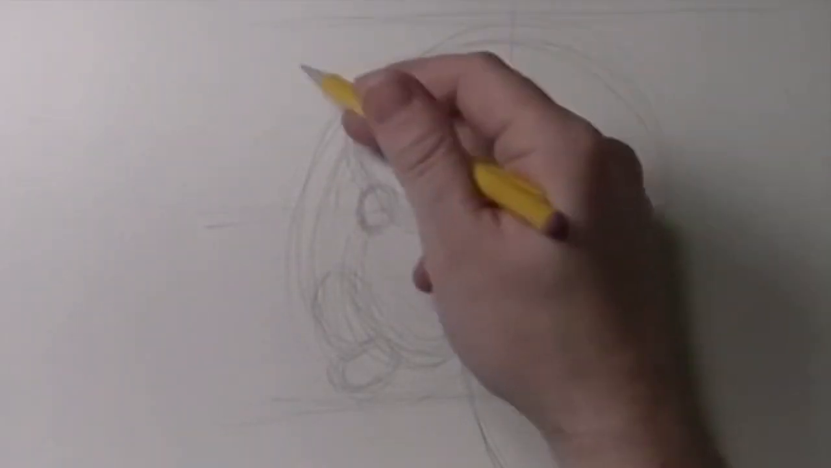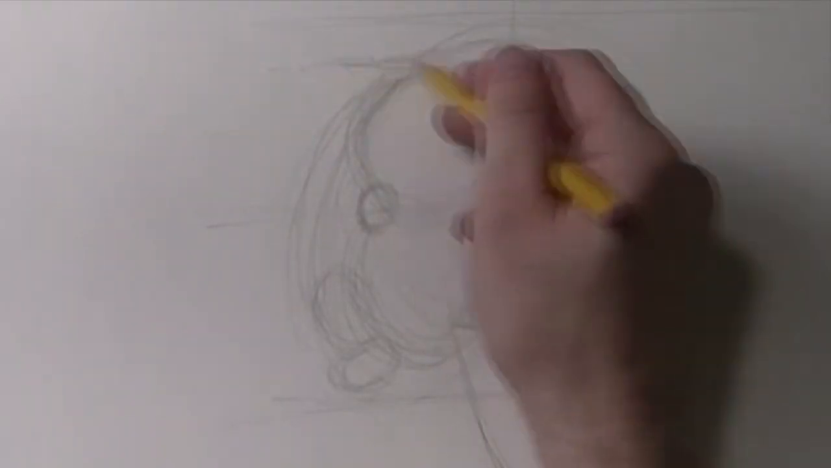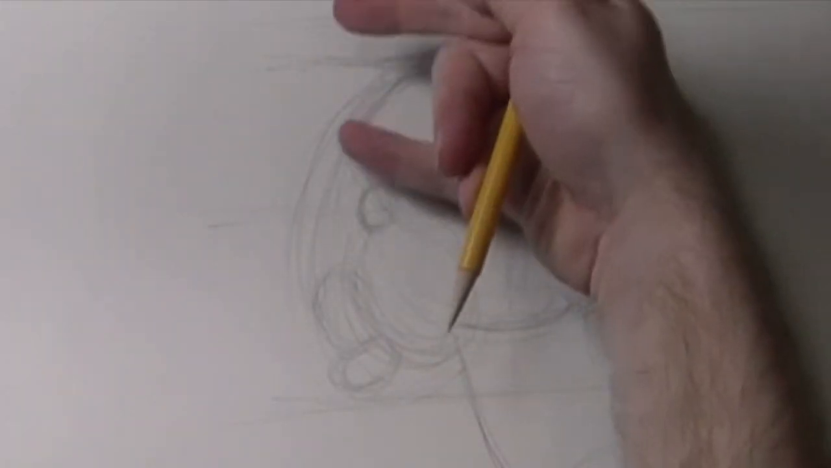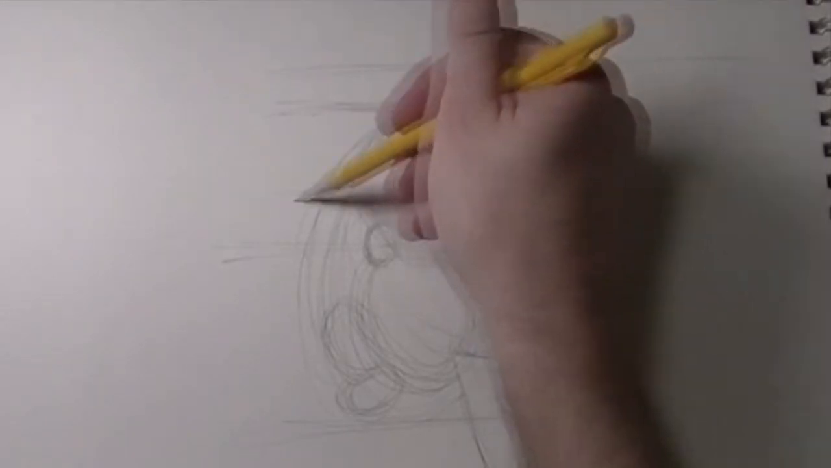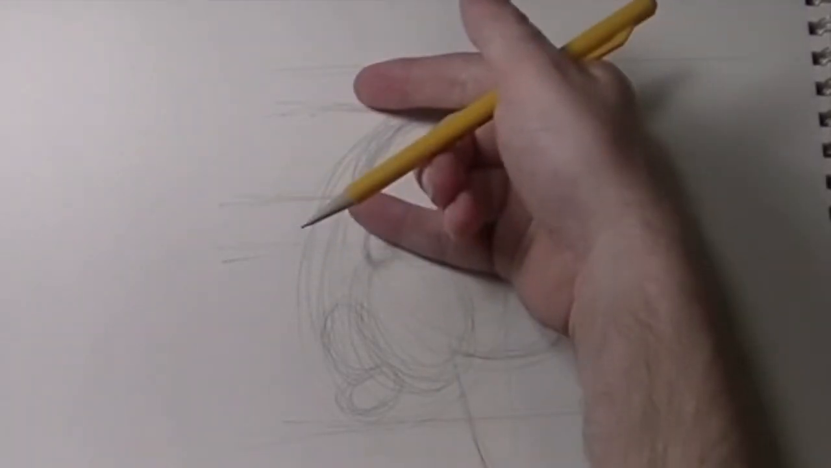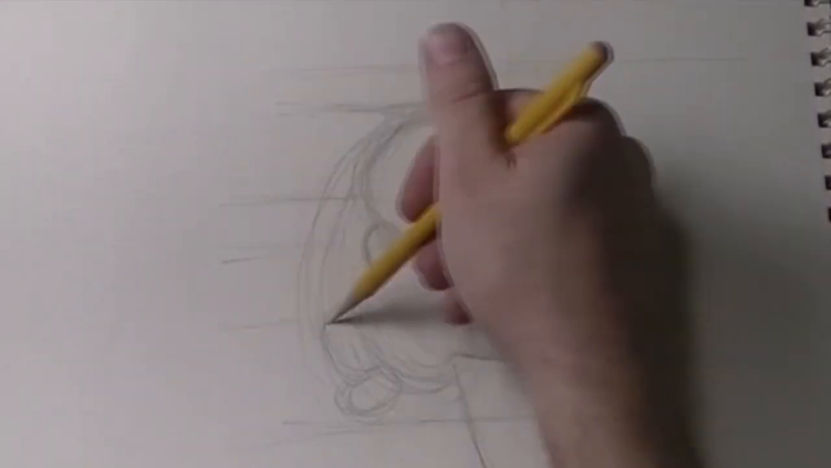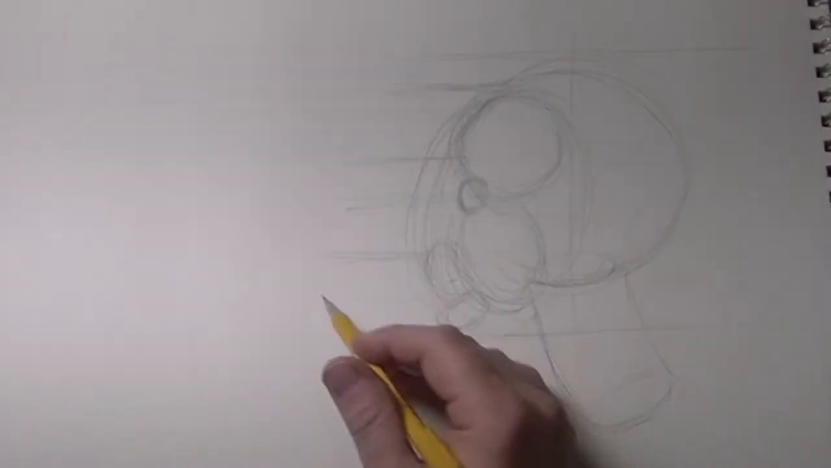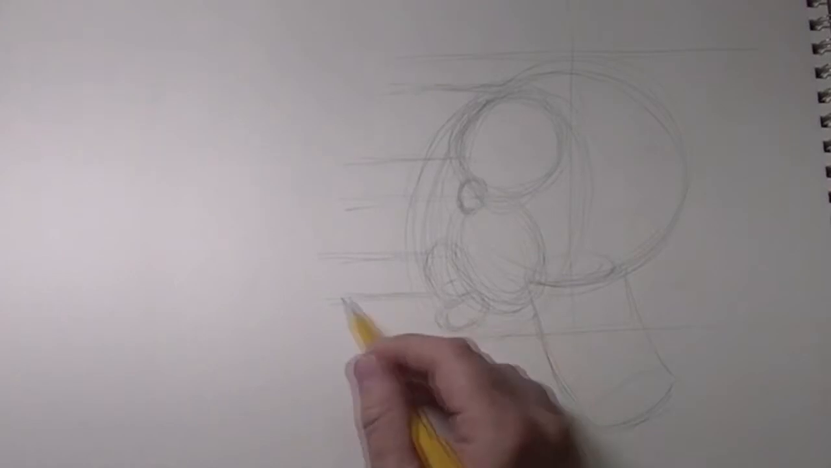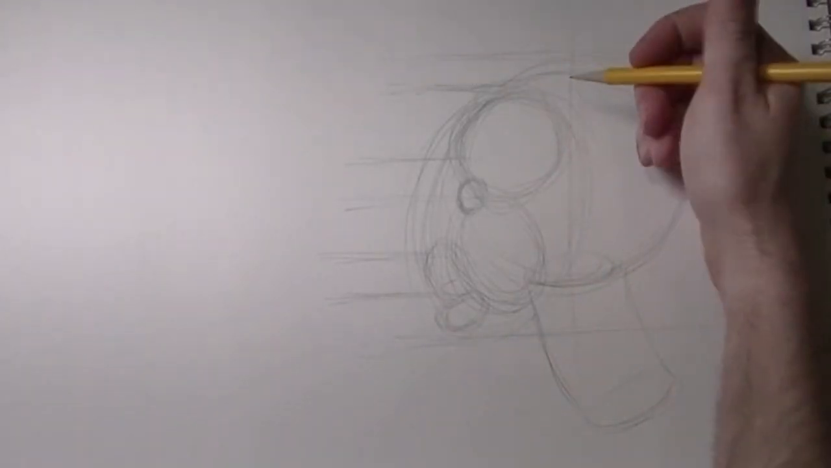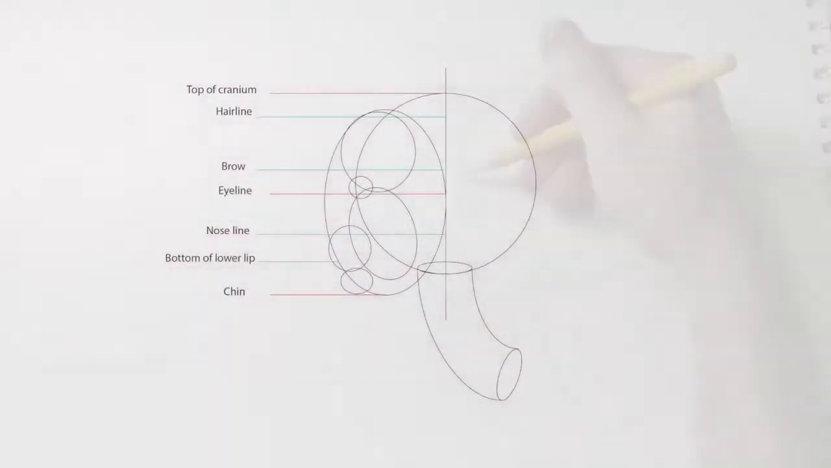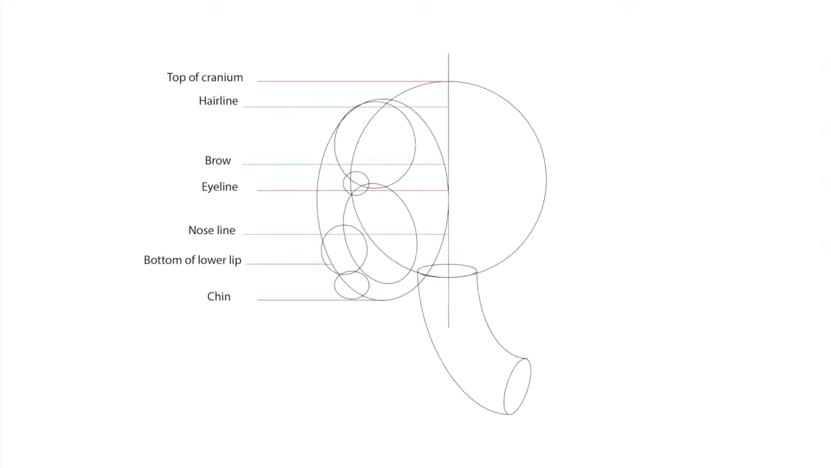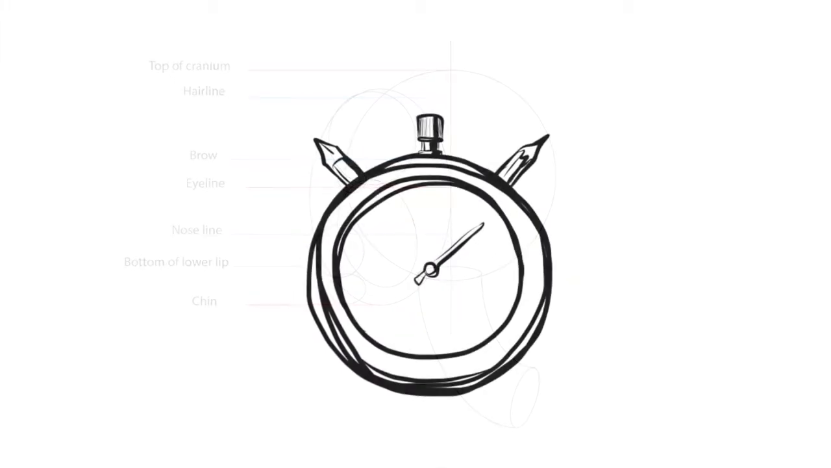Start by establishing the hairline 1/4 of the way down from the top of the head to the eye line. 1/3 of the way down from the hairline to the chin, draw a line for the eyebrows. 2/3 of the way down, draw a line for the bottom of the nose. Finally, mark off the halfway point between the bottom of the nose and the chin for the bottom of the lower lip. It may help to label these locations as a reminder for when you start drawing in the features.